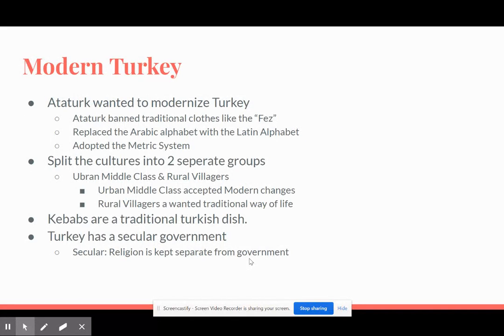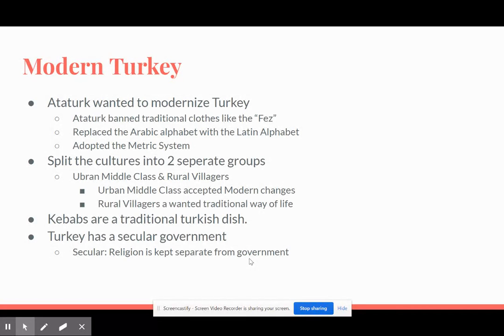Modern Turkey. Ataturk wanted to modernize Turkey. Ataturk banned traditional clothes like the fez, which is the hat that I showed you guys a picture of in class last week if you were there. If not, I highly encourage you to look up a picture of a fez because it's a very interesting looking hat. He also replaced the Arabic alphabet with the Latin alphabet and adopted the metric system.